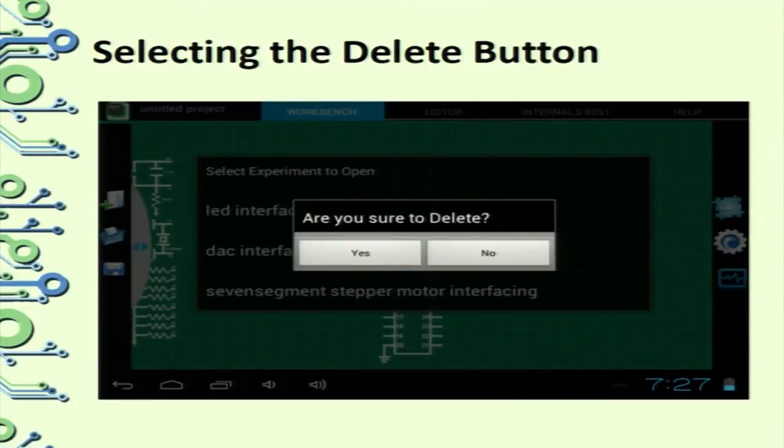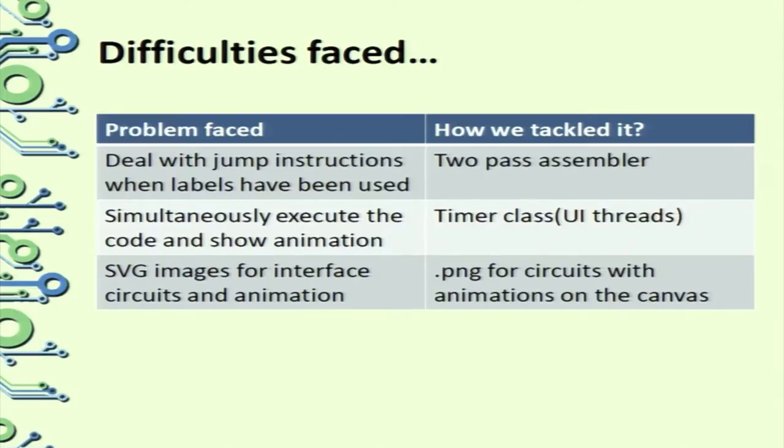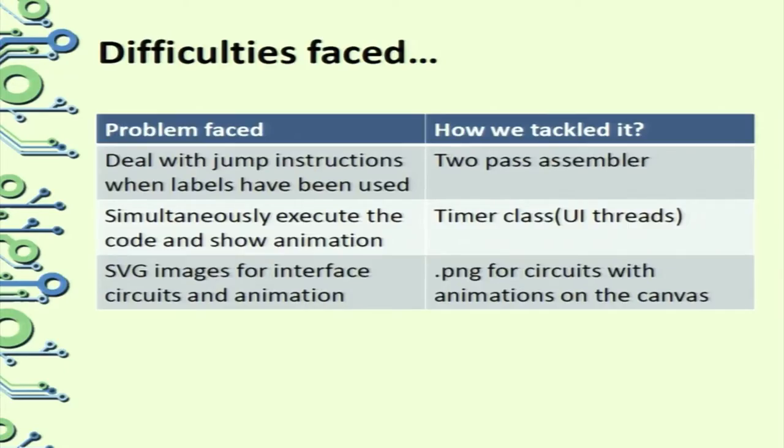Moving ahead, in the development of this application, we have faced some difficulties. One of the things was to deal with the jump instructions when labels are used by the user. For this, we have implemented the concept of a two-pass assembler, which on its first pass gets the labels and stores them, and on the second pass gives the memory addresses to the labels. And we had a problem with the simultaneous execution of the code and showing the animations on the canvas. For this, we have implemented the timer class in Java, which runs on the UI thread and invalidates the canvas.